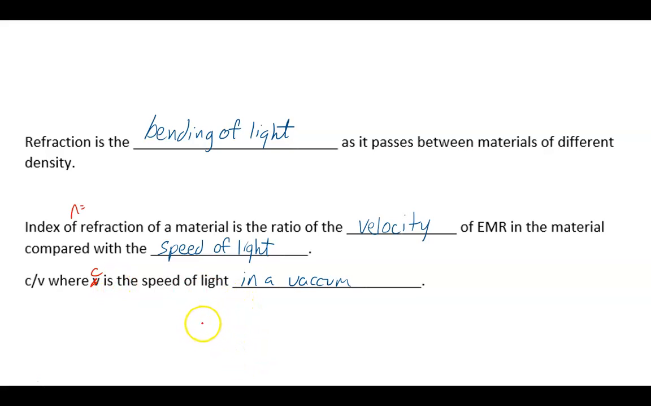So if light is moving slower in a material than in a vacuum, let's say this is the vacuum, and it's slower in this material, you'll notice that the index of refraction is going to be greater than 1, because c is going to be a bigger value than v. C will always be bigger than v.